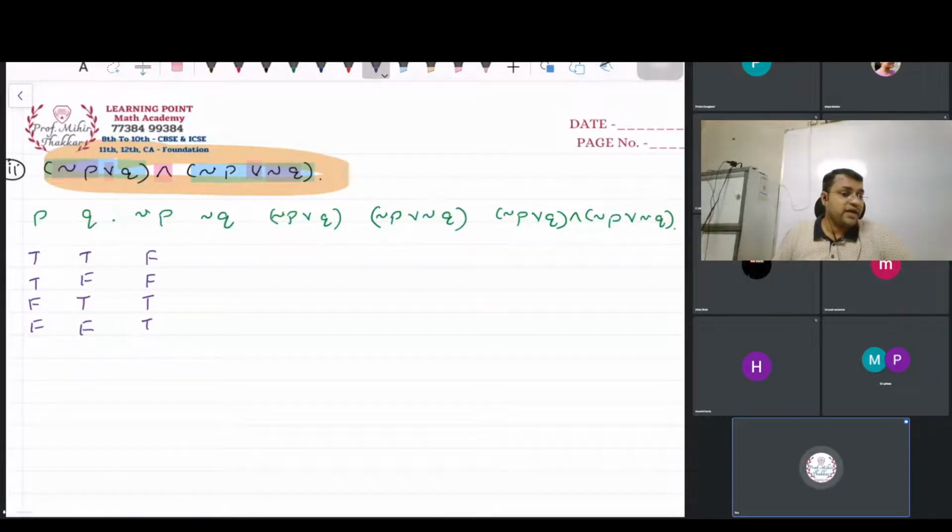Now when I want to write down the negation of Q, I will have to again apply the same logic just by focusing on this column. So what do I do? This is going to be F, T, F and T. As simple as that. It's a very easy thing to be done.